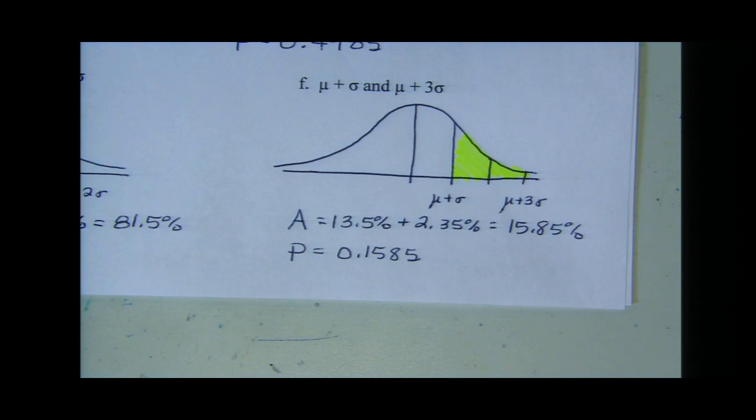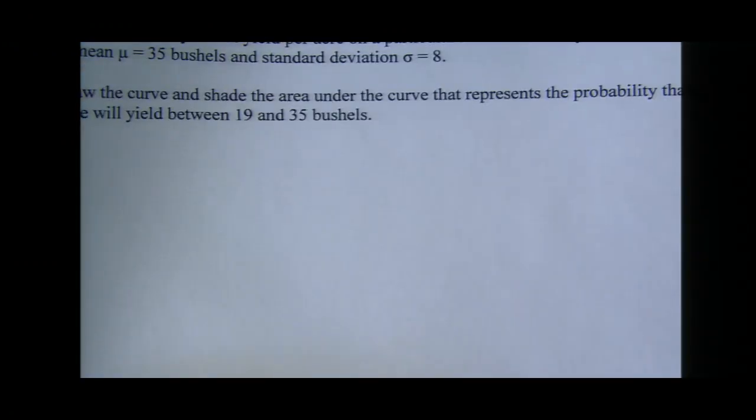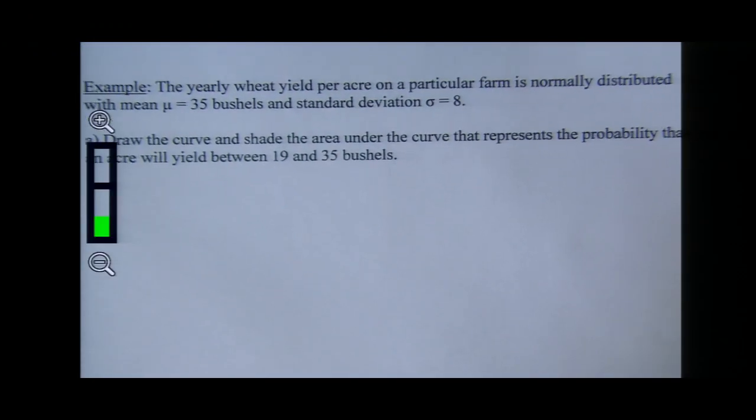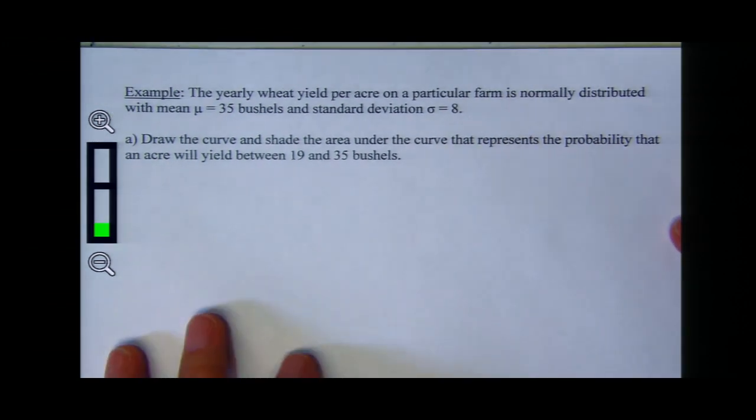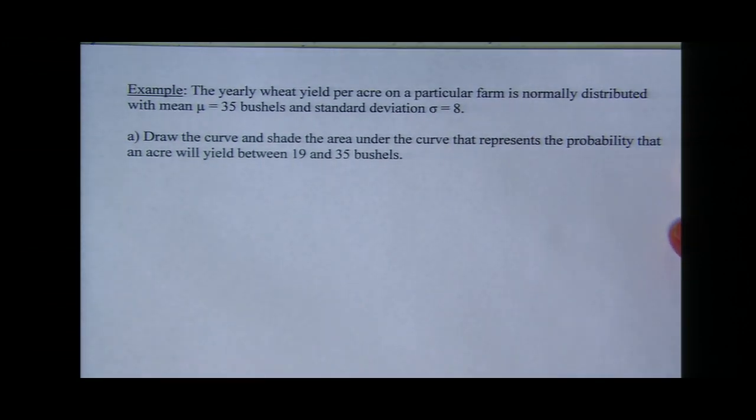So here we just did several examples of how to find the area or probability located under a normal curve. Because again, remember, these numbers hold true for all normal curves. So now let's apply that to some additional problems that make us apply the information that we just learned. The yearly wheat yield per acre on a particular farm is normally distributed with a mean of 35 bushels and a standard deviation of 8.